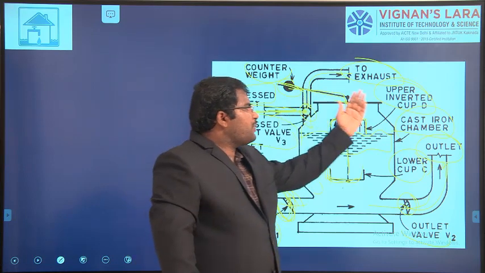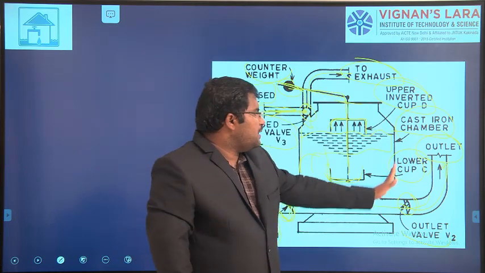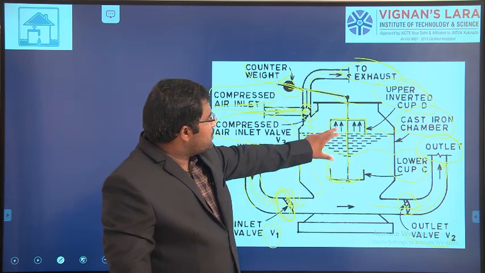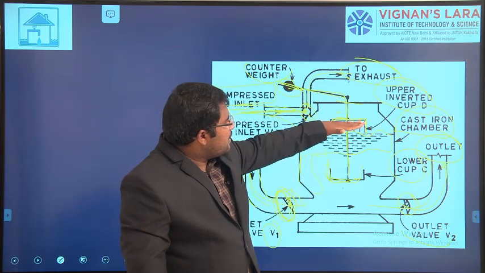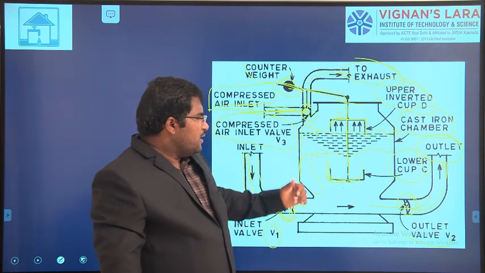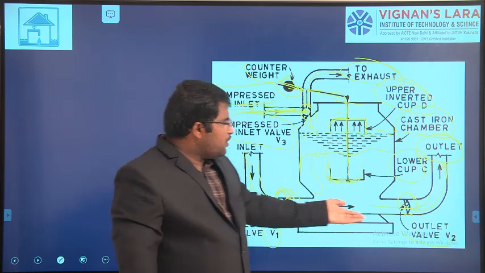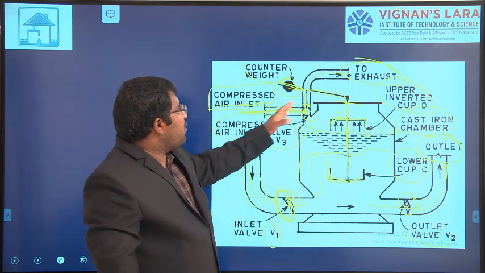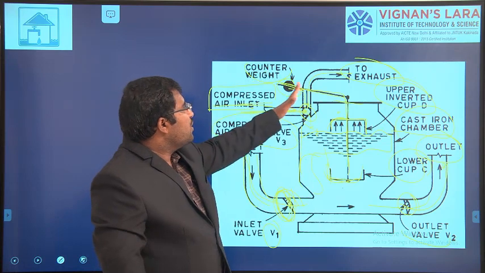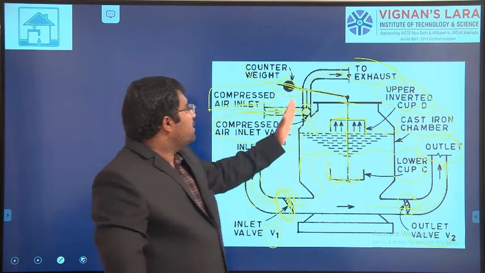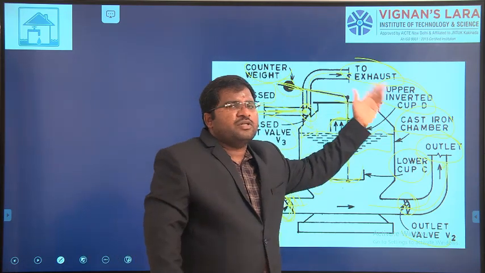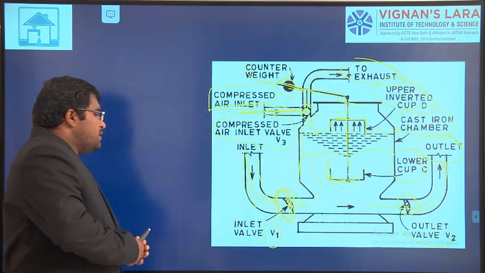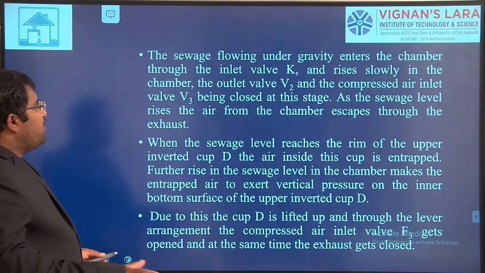Here we have a cast iron chamber. This is the complete cast iron chamber, and we have two piston cups. One is inverted, that is cup D, and this is cup C. Next we have an inlet valve V1 and an outlet valve V2. Next we have a compressed air inlet valve V3, fitted with a counterweight. Then we have an exhaust through which the gas can escape. So these are the things we discussed till now. Now we will see how it is going to work.